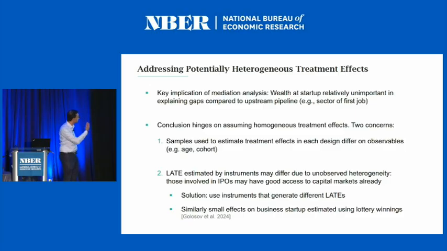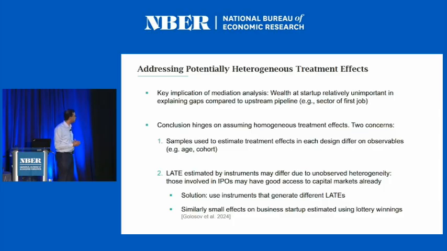And so the way I think about that in this context is that the local average treatment effects that are estimated by these instruments might differ. So concretely, the people who are in these firms that are going public, you might worry, maybe we see very small wealth effects for them because they already have really good access to capital markets. They're incredibly well connected. They're working at a firm like Google. Maybe money doesn't matter for them. So that's the kind of thing that would potentially bias this conclusion.